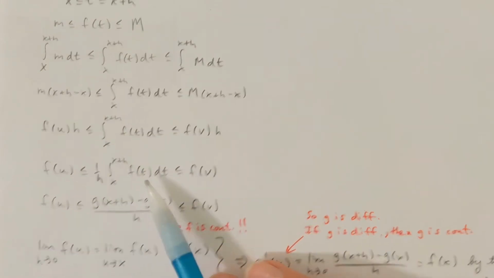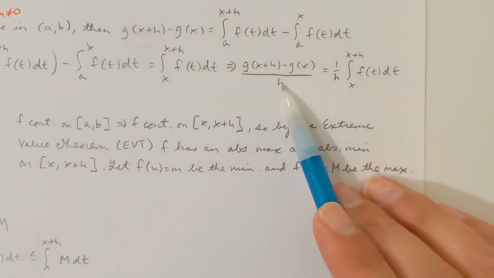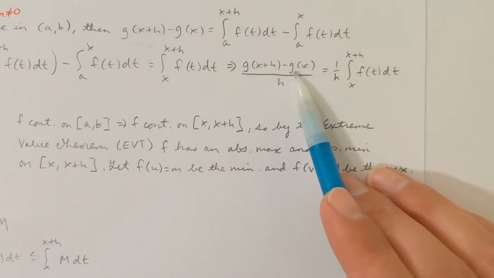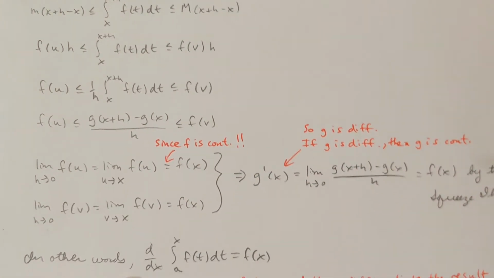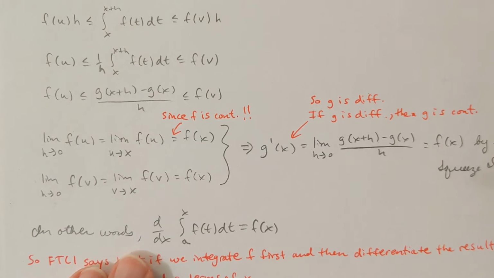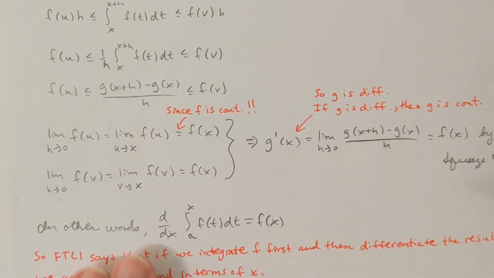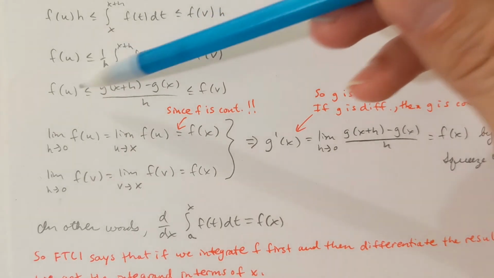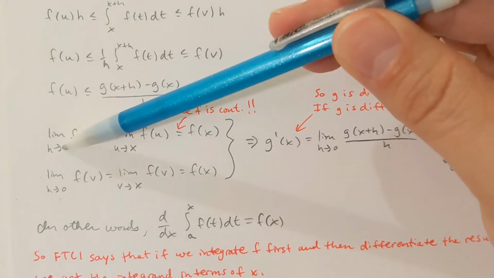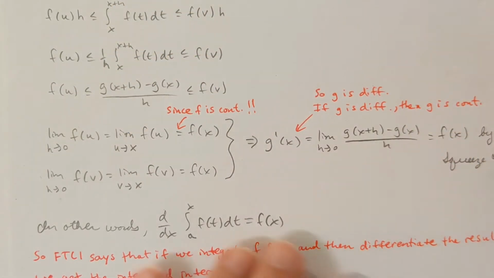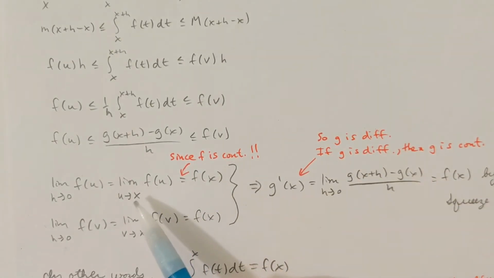So what I had mentioned here in the middle, coming back to what I had done earlier, that is g of x plus h minus g of x all over h. Okay, so I'm going to go ahead and replace that in the middle part of this inequality. And now the next thing I'm going to do is take the limit as h approaches 0 in all three of these parts here. Okay, well, the limit as h approaches 0 of f of u, that would be equal to the limit as u approaches x of f of u.